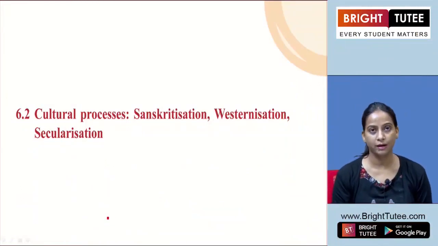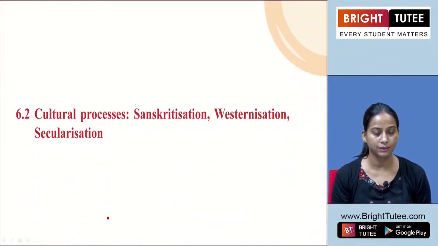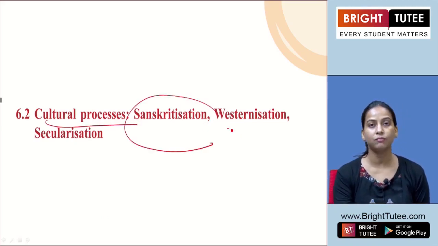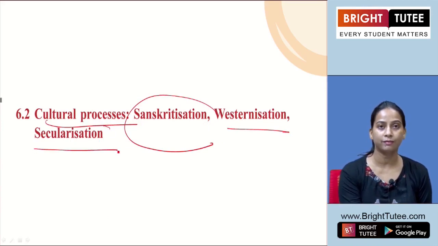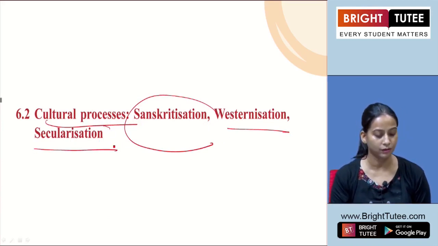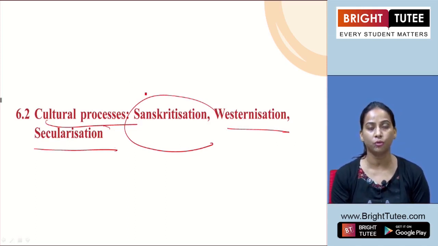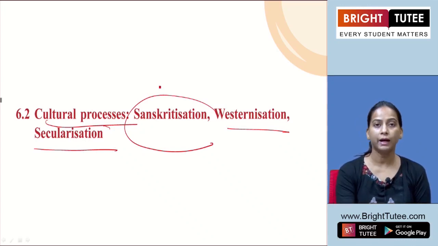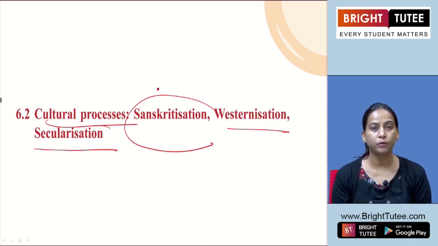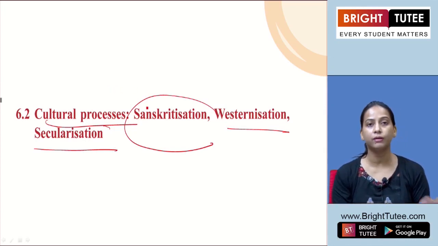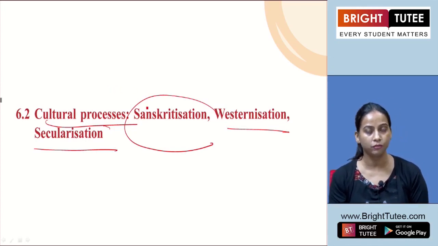Now we are going to start with the second part of this Unit 6, that is cultural processes, which include Sanskritisation, Westernization and Secularisation. These three different terms are given here. If we talk about the cultural process, firstly we need to understand the meaning of culture, that is, how we can define the term culture. Culture is the accumulated store of different symbols, ideas and material products which are transmitted from one generation to another generation.